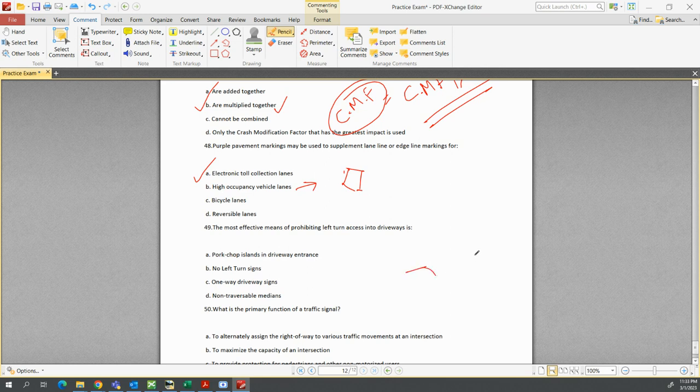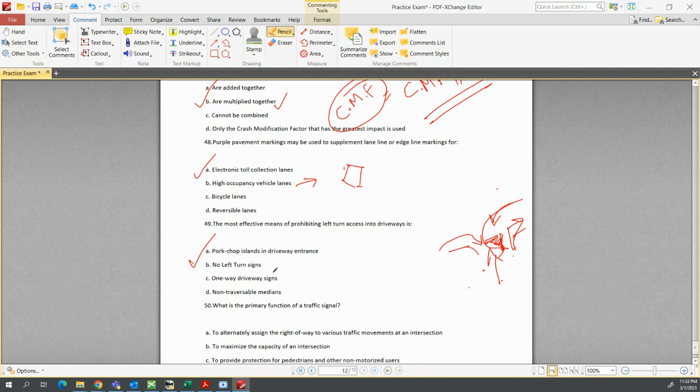Number 49, the most effective means of prohibiting left turn access into driveways. Let's say this is a driveway, and we want to reduce left turns like this. What you can do is build a pork chop like this. Then these left turners cannot go in easily, right? It is not even allowed basically. Even without it, it's not that easy to take a left turn, but when you do a pork chop, it's not allowed. That's the first thing. So to effectively prohibit left turns in, provide a pork chop the way I've drawn here and make it right in, right out. So the answer is a pork chop island in the driveway entrance.